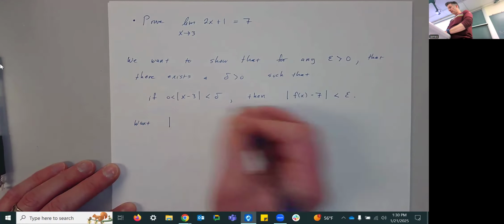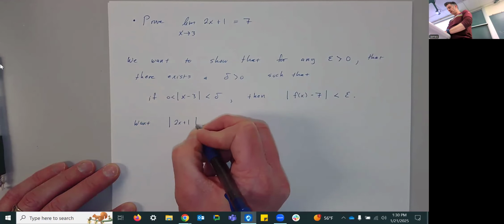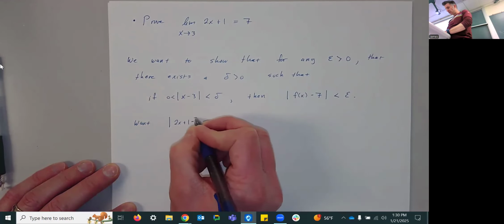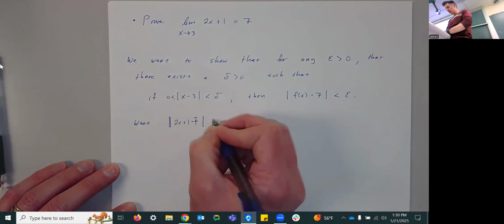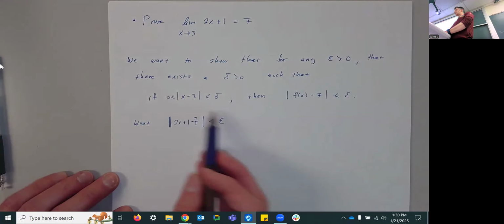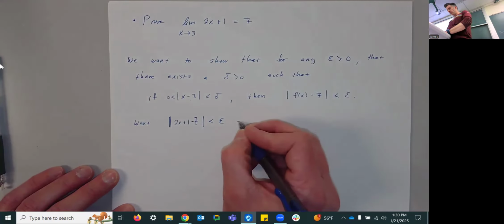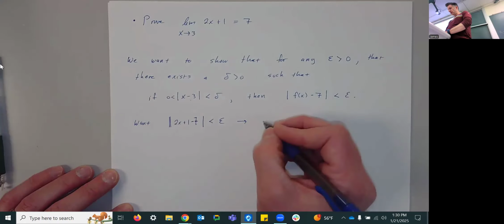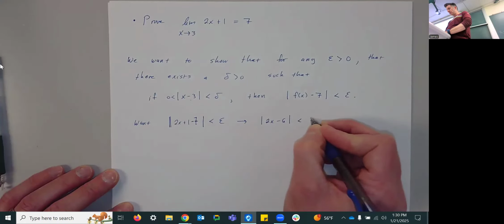the absolute value. I'm actually going to use the function of 2x plus 1 minus 7. Come on, James. Sorry about that. To be less than epsilon. Now we're going to manipulate this until it looks like that, which is, again, not too terrible. 1 minus 7 is negative 6. So we have the absolute value of 2x minus 6 less than epsilon.